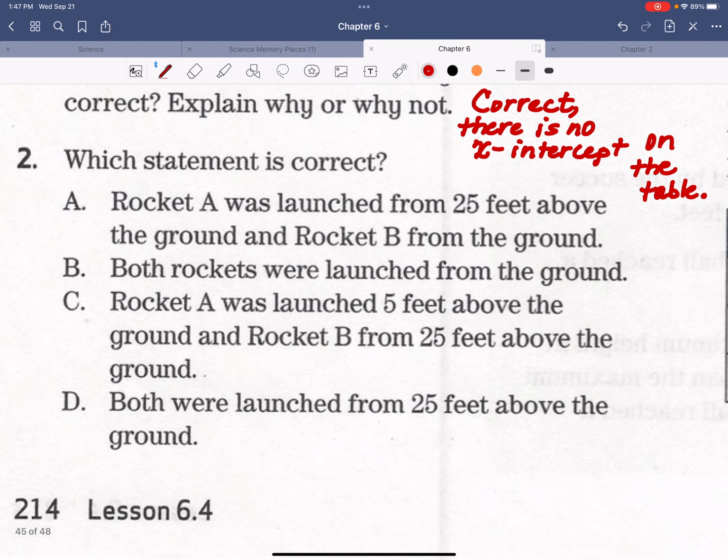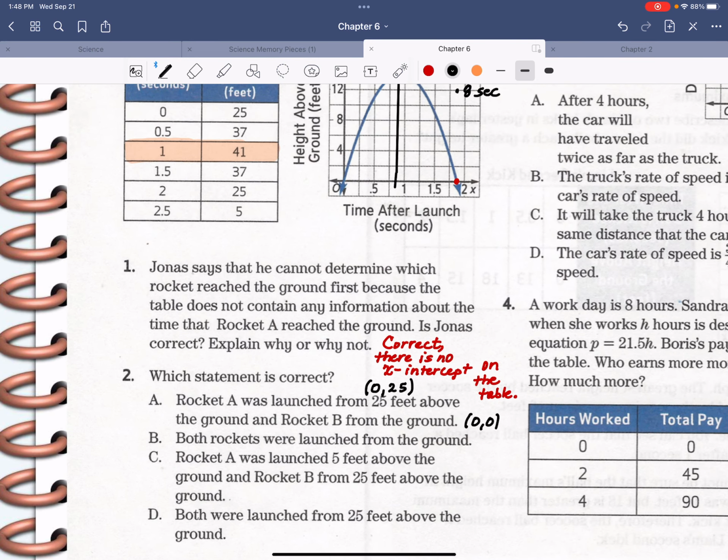Which statement is correct? Rocket A was launched from 25 feet above the ground and Rocket B from the ground. Well, if this is true, Rocket A would have the point (0, 25), and Rocket B would have the point (0, 0). So let's look up there and see. Rocket A has the (0, 25) and Rocket B has the (0, 0). So I think that's the answer. But let me look at all of them.